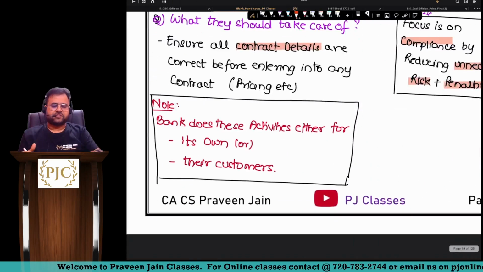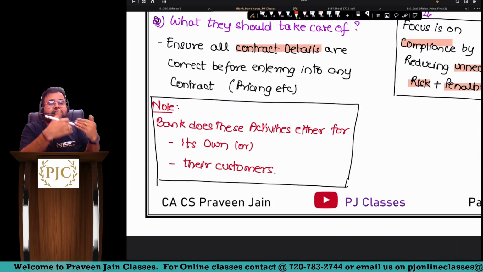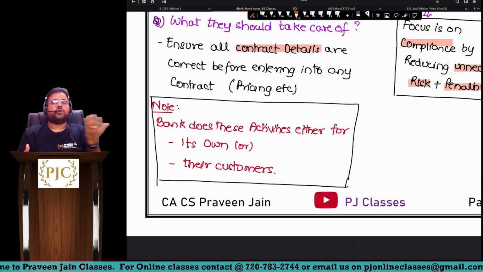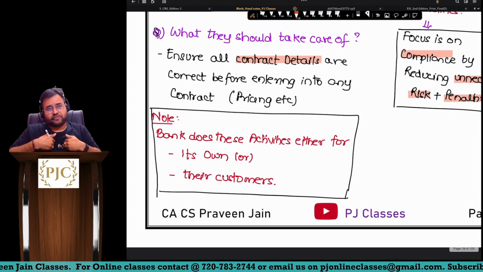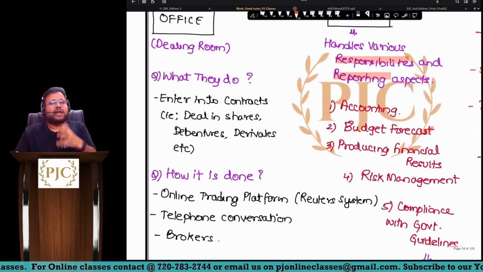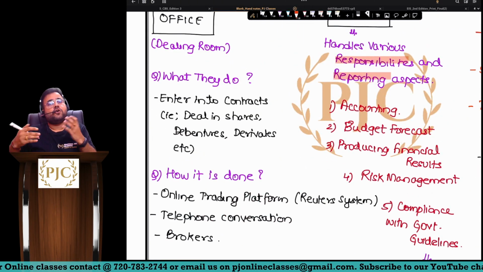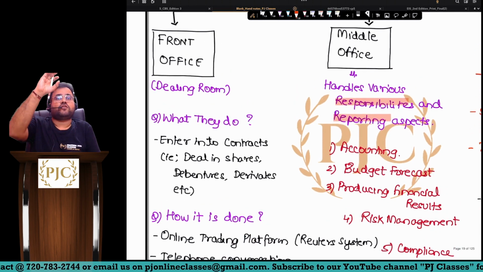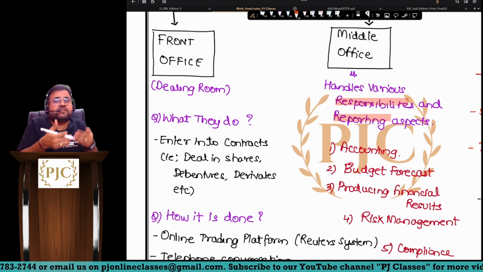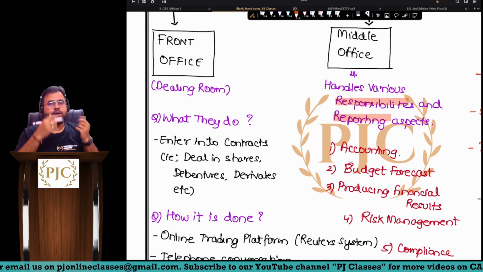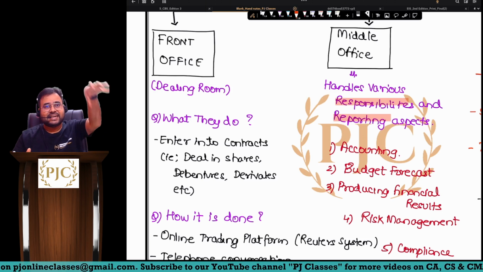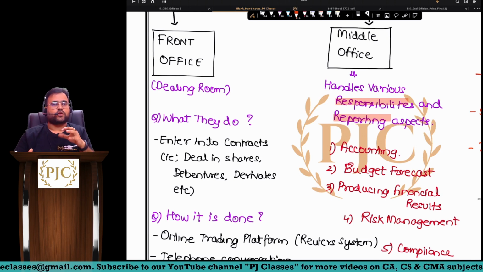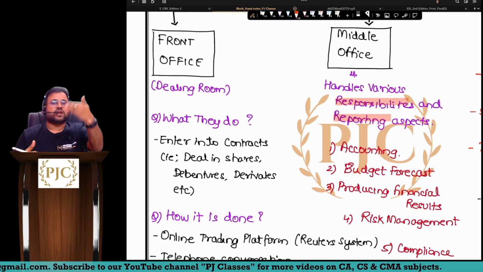So the last point we will complete first, sir. The bank can do these dealing activities either on their own or for their customers. For themselves also, for others also. Simple, I can buy shares on behalf of my customers or I can buy shares for myself. That is what I am trying to say, sir. So the front office is also called a dealing room because this is the place where the entire action is happening. They generally deal in all these securities. So they enter into contracts with the counterparties, sir.